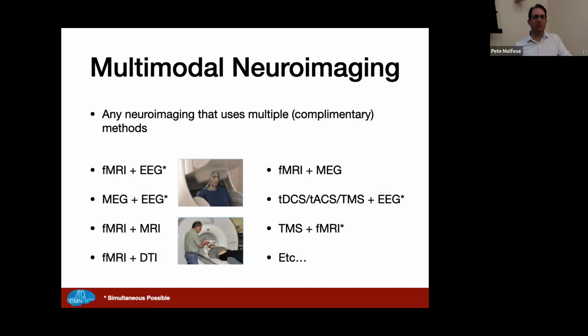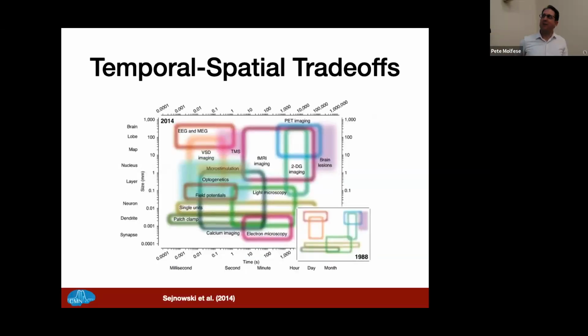Okay, so multimodal neuroimaging. Well, it's neuroimaging that has multiple modalities. Anything that you could put together: fMRI, EEG, MEG, EEG-fMRI and structural MRI, fMRI and DTI, and so forth. There's a long list. And the main reason for doing multimodal neuroimaging is to play to these trade-offs, mostly in temporal and spatial domains.